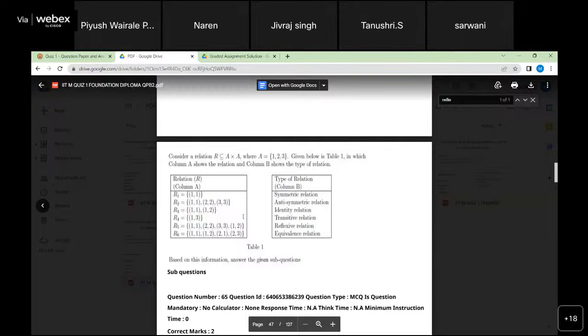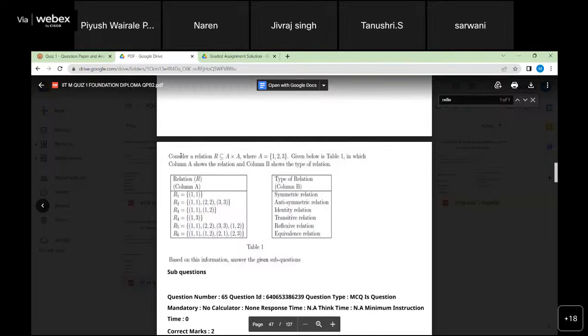Yes, sir. Last time it was told to us that a relation is said to be reflexive only if all the elements are present. You should consider 1, 1, 2, 2, 3, 3; other elements can also be present. For identity, other elements cannot be present. In last year's section, they have explained.